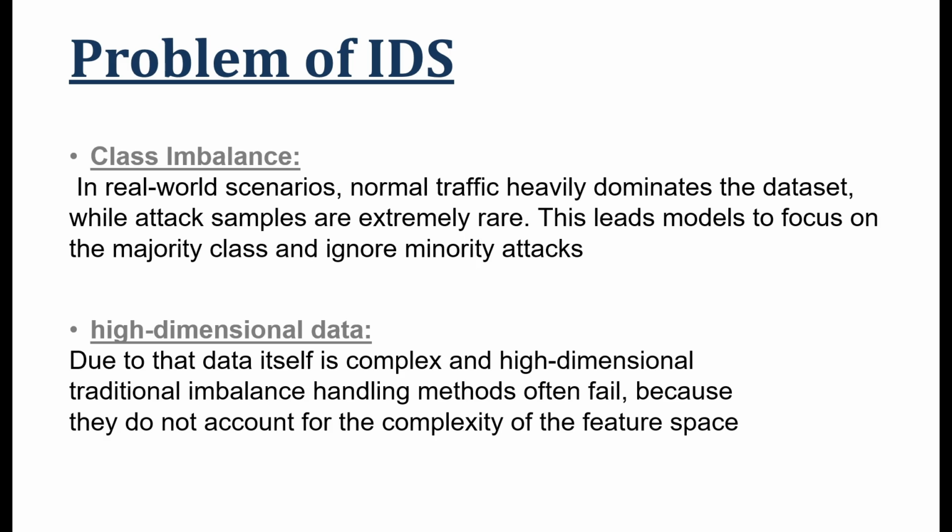We have class imbalance. In real network traffic, normal activity dominates. Attack samples are extremely rare. When you train a machine learning model on this kind of data, it learns to predict normal almost all the time, and technically achieves high accuracy, but completely misses the attacks.